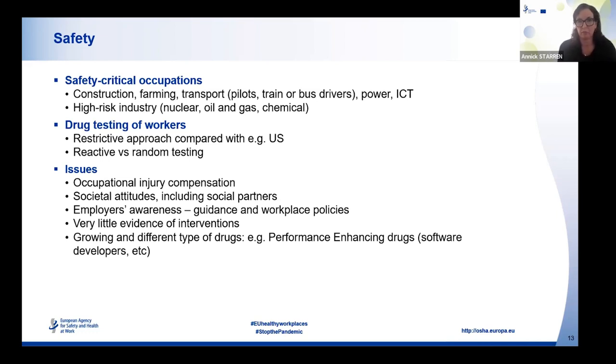And there are random testings. Still, there are a lot of issues going on, and it's very different, as you also describe in your overview, between countries. And there are some issues open, for example, related to occupational injury compensation. What happens if somebody is involved in an accident at work and it goes wrong?